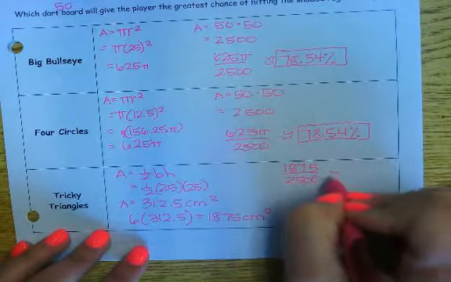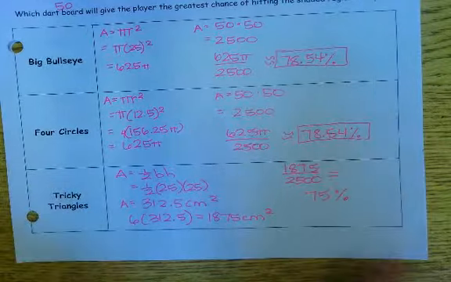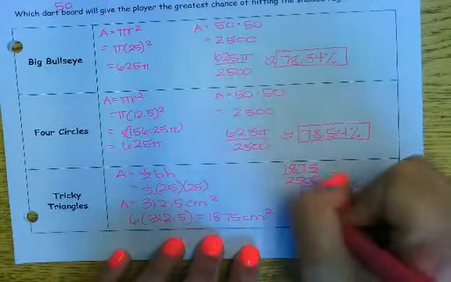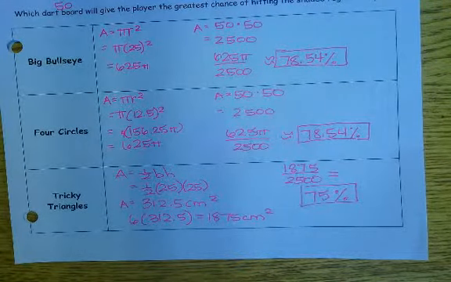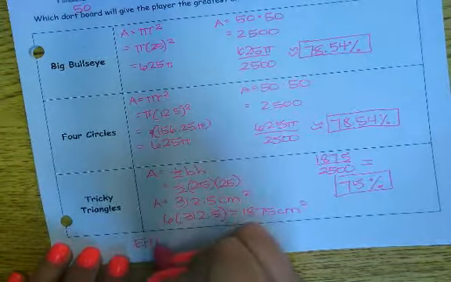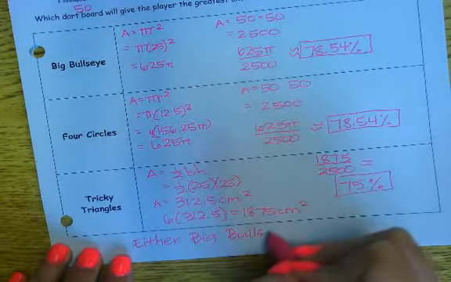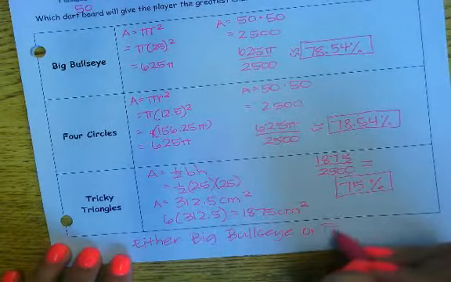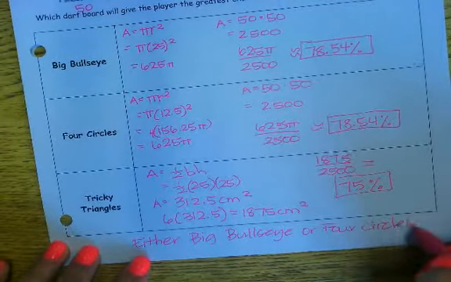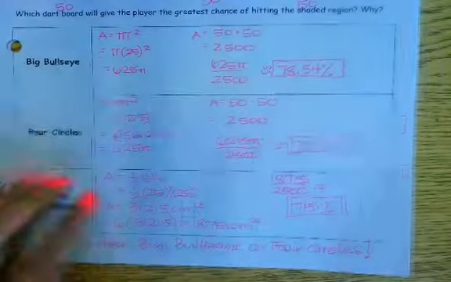Okay, so which dartboard will give the player the greatest chance of hitting the shaded region? The first two, it doesn't matter, right? So either big bullseye or 4 circles, because they have the same theoretical probability. Questions on geometric probability?